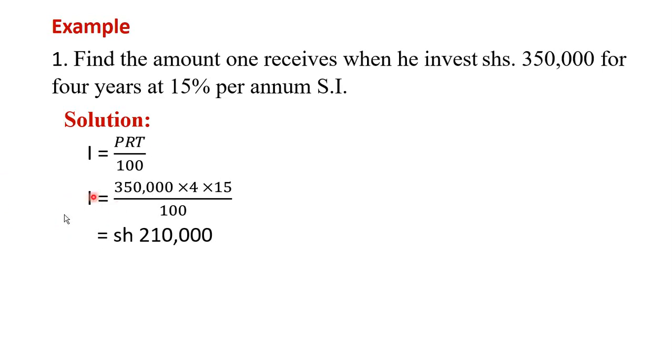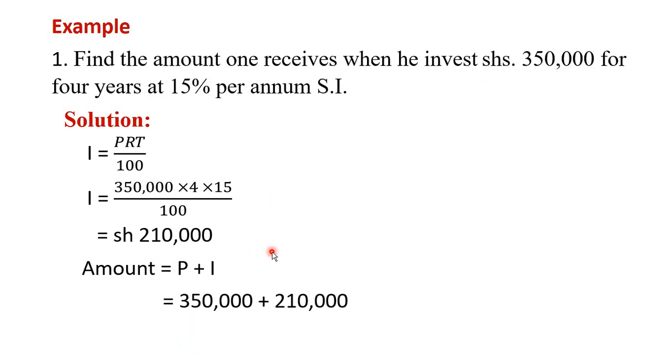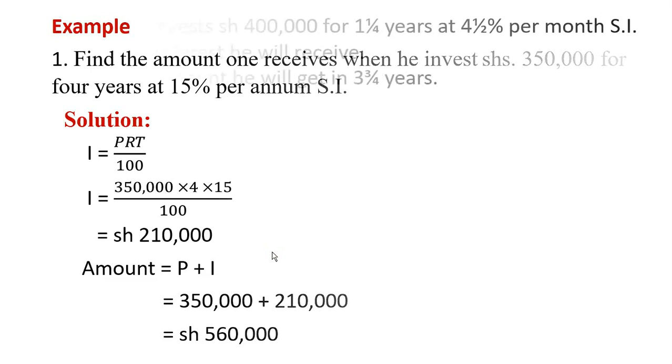After getting the interest, we can now get the amount. Remember, amount is equal to the principal plus the interest. So it means that we're going to have the principal, which is 350,000 shillings, plus the interest, which is 210,000 shillings, which will give us 560,000 shillings. So that is the amount that this person receives. Let us look at another example.